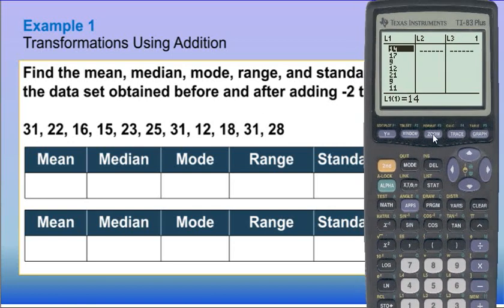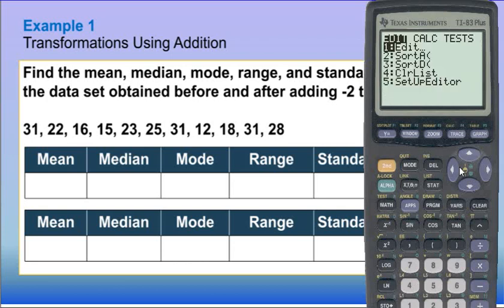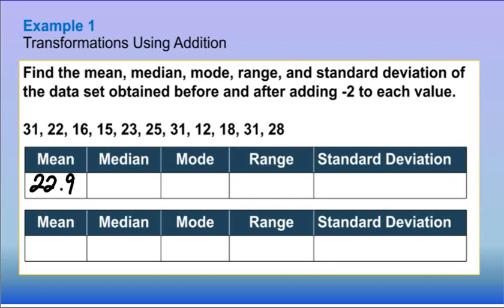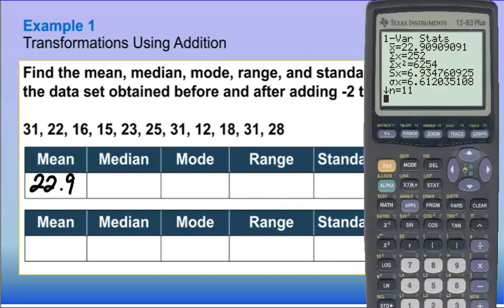We're just going to put the original numbers in first. So we got 31, 22, 16, 15, 23, 25, 31, 12, 18, 31, and 28. If I hit stats, calculate, our mean is 22.9. Our standard deviation would be 6.6.